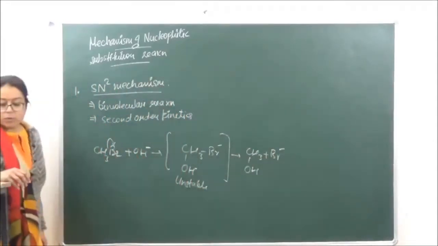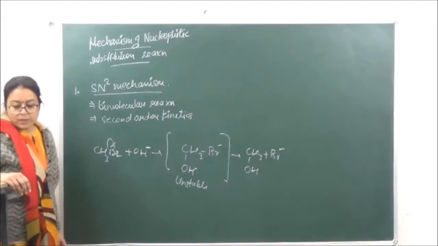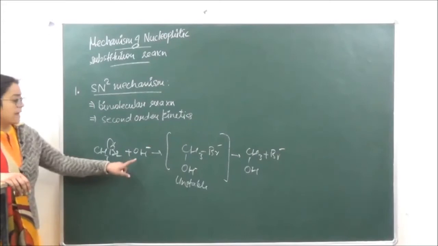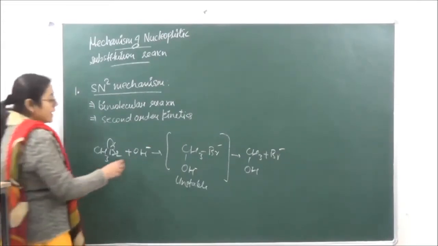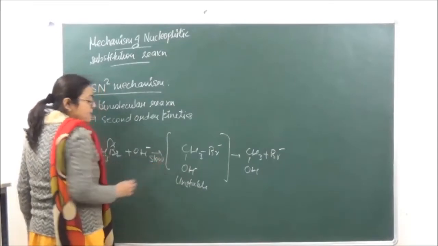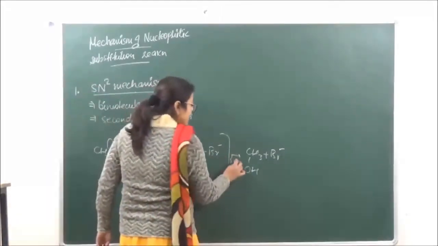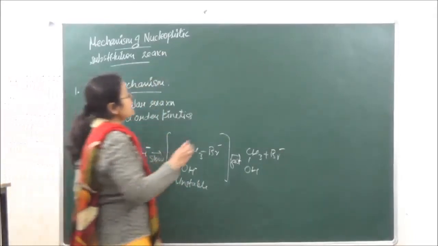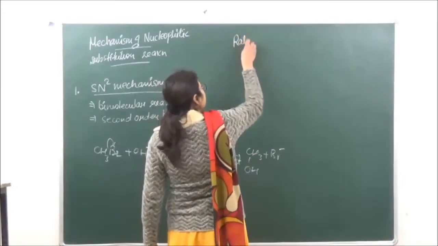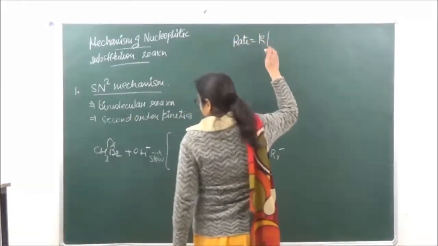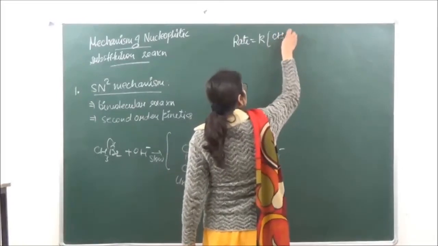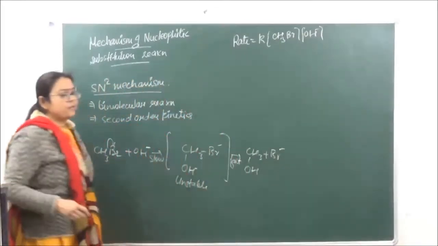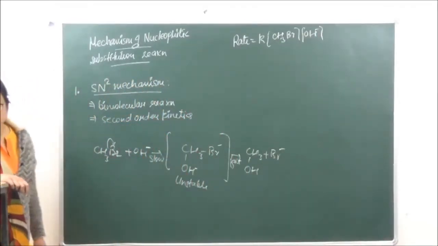So better the leaving group over here, more susceptible is going to be the reaction. Okay, so the formation of transition state over here, that is going to be the rate determining step. Why? Because the first reaction which is taking place, that is a slow reaction, and the second reaction which is going to take place, that is going to be a fast reaction. So when we are writing down the rate of this reaction, rate that is going to be equal to K into concentration of CH3Br into concentration of OH negative. So this is going to be a second order reaction.